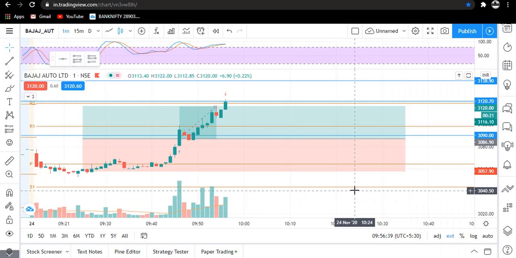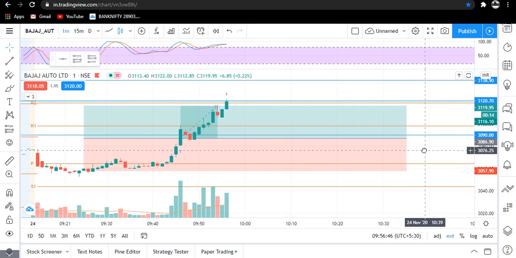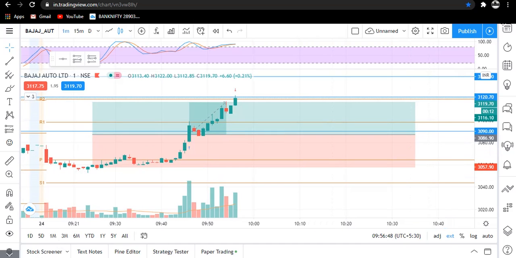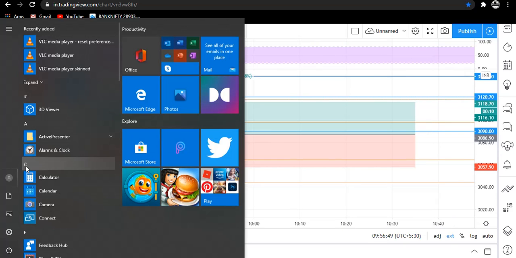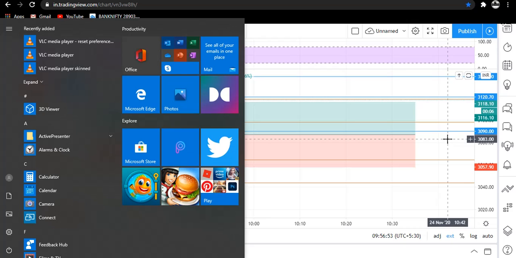So we are done for today, traders, as we only take one trade a day. We have completed our trade. So now let us calculate today's total profit.